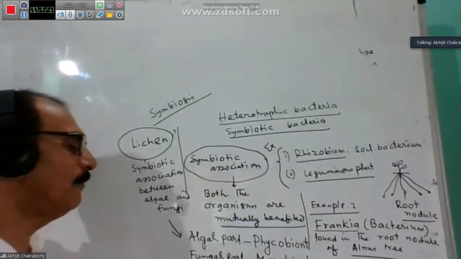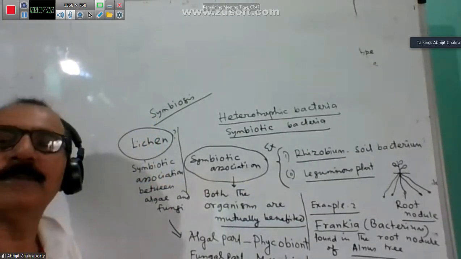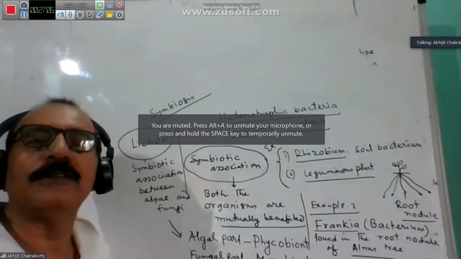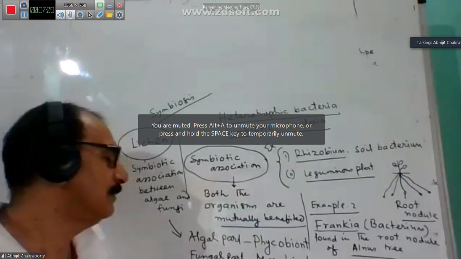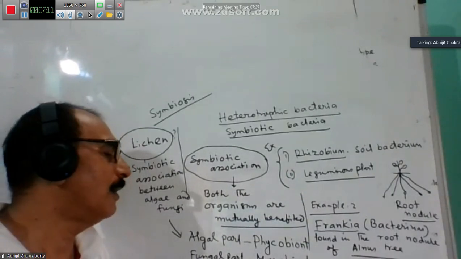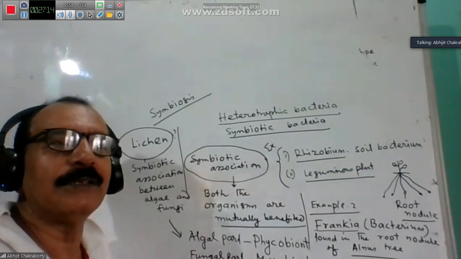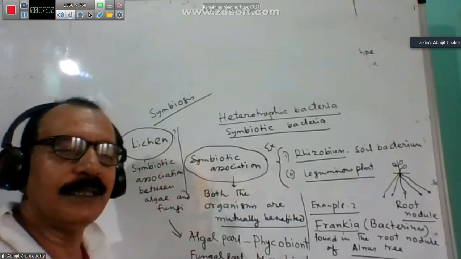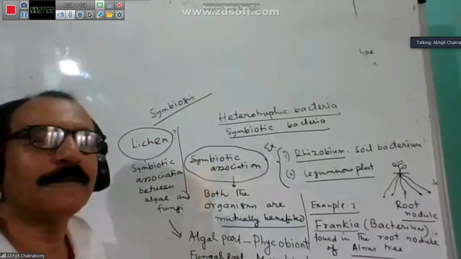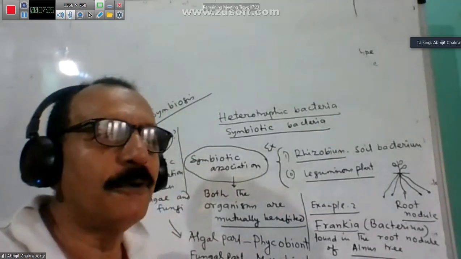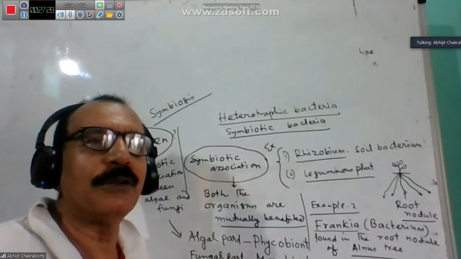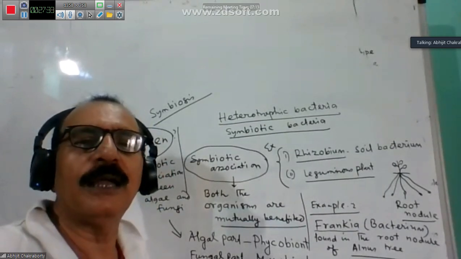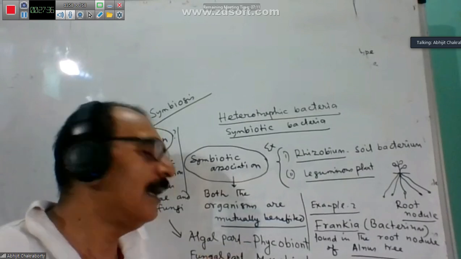Algal part is called phycobiont and fungal part is called mycobiont. Myco comes from mycology, that is the study of fungi. Phyco comes from phycology, the study of algae. This is the association. In this association, the algae can prepare food, while different inorganic nutrients and water can be supplied by the fungi. Once food is prepared, a part of it is taken by the fungal part.